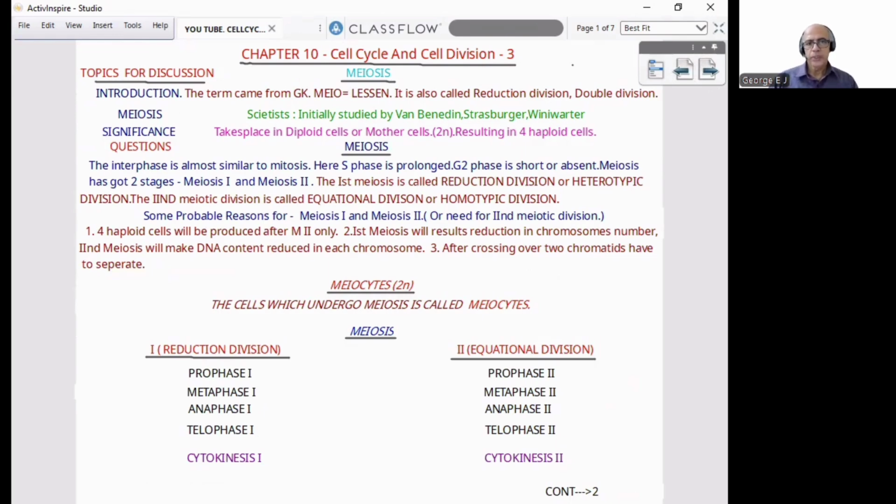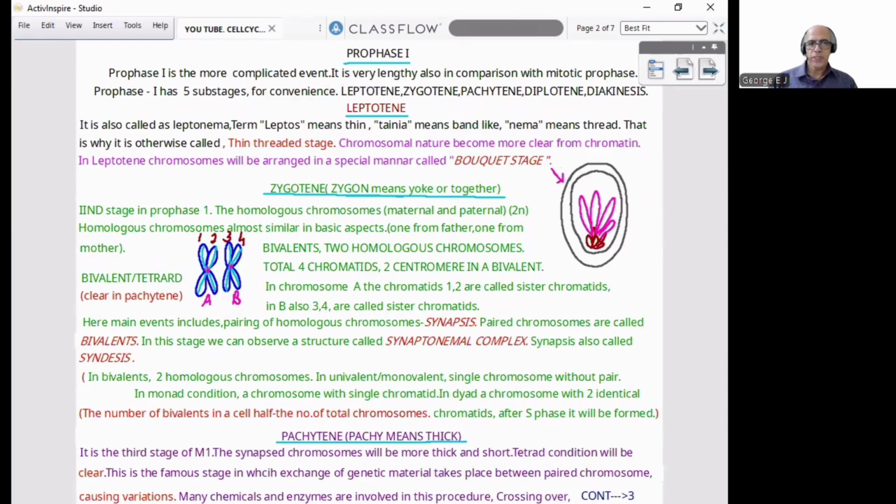Meiosis, the root term, then scientist. After that, meiosis begins. Then 2 divisions, meiosis 1 and 2, equational, reductional, etc. And what is the need for the second meiotic division, then meiocyte, then meiosis 1, meiosis 2 stages. After that, we entered into each stage. Prophase 1, most lengthy, leptotene, thin-threaded stage. Here you can find the bouquet stage. Then zygotene, meaning of the term zygotene, that is bivalent, homologous chromosomes 2 in number, 4 chromatids, 2 centromeres in a bivalent. Then sister chromatids, synapsis, synaptonemal complex, etc.